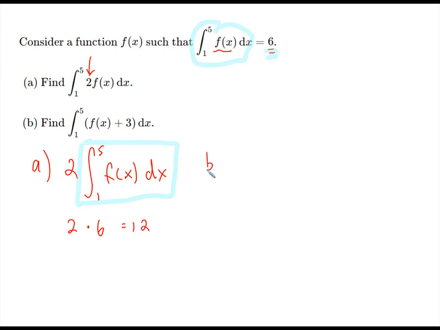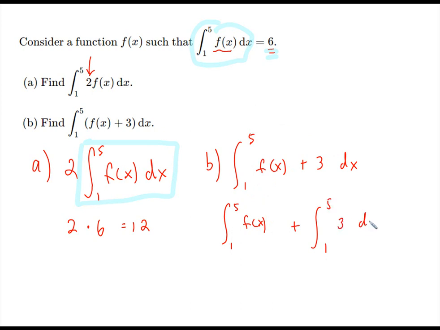All right. Part B, so right here, this one's a little bit more tricky. So you're integrating from 1 to 5 of f of x plus 3 dx. Now you can think of this and rewrite it as separate integrals. So this problem is the same thing as integrating from 1 to 5 of f of x plus integrating from 1 to 5 of 3 dx, right? So dx for both. We know the answer to this already, we're given that up here, so this is 6 plus.